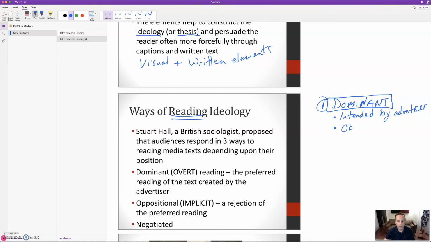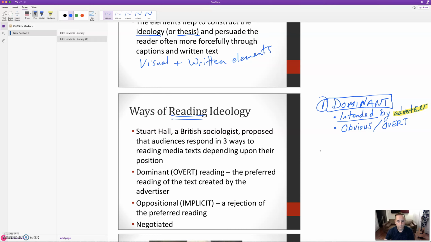Okay, so it should be very obvious. Is Nike saying, buy these shoes because you can play basketball better in them, or whatever. Okay, so we're using words like overt, dominant, intended. Okay, so that's all focused on the advertiser's point of view. It's what they're trying to say.